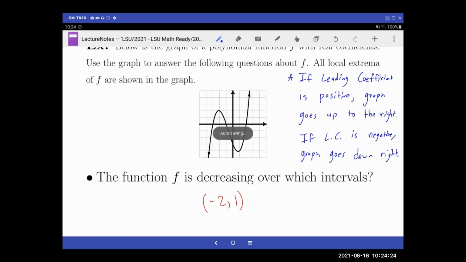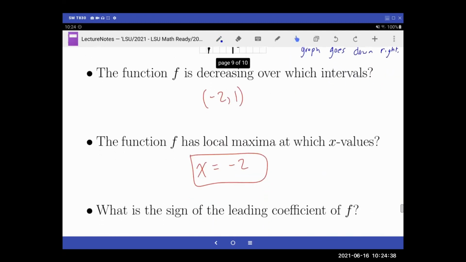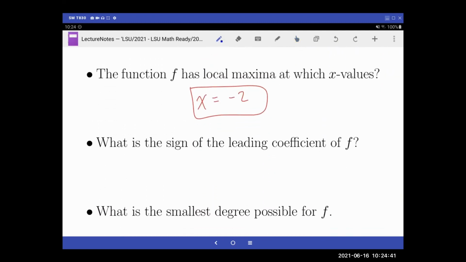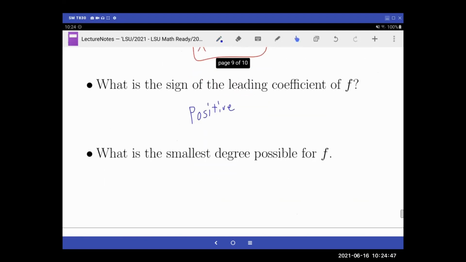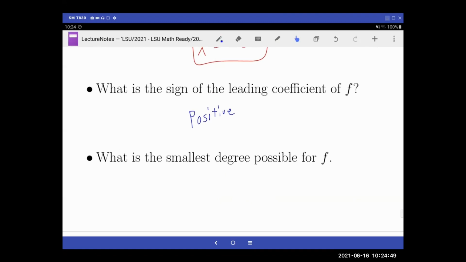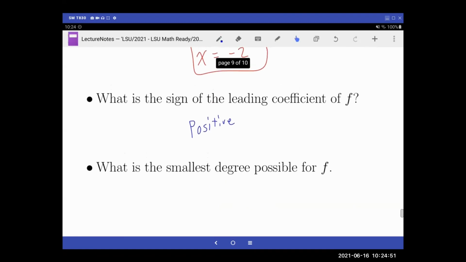So looking at the graph here, I'm looking at the right side only. It's going up, right? It is going up to the right. So if it's going up, that means I have a positive leading coefficient. Okay, and the last question here is, what is the smallest degree possible for this function?